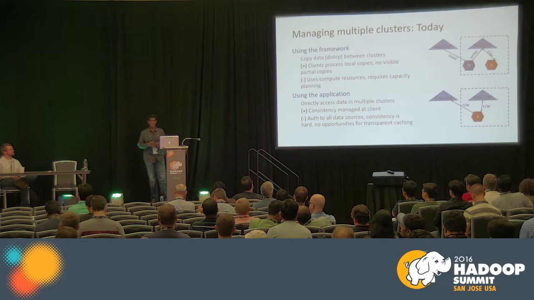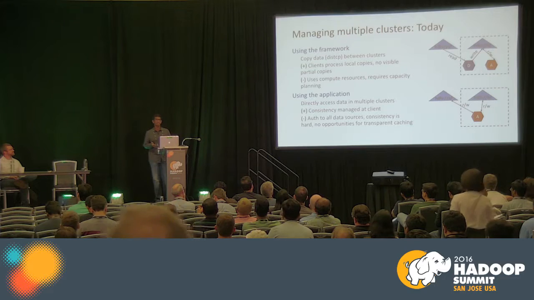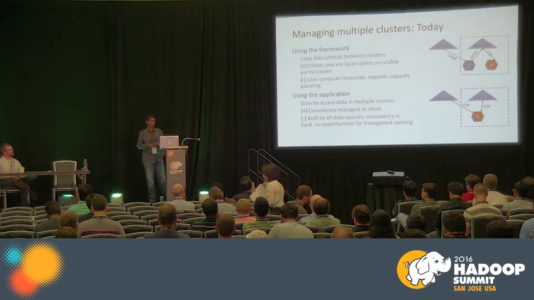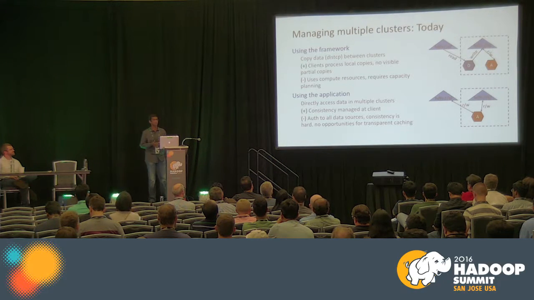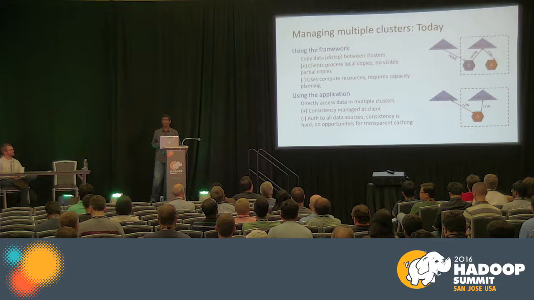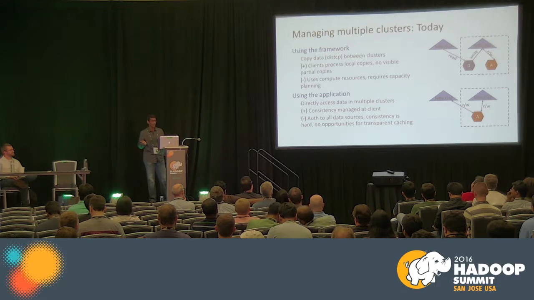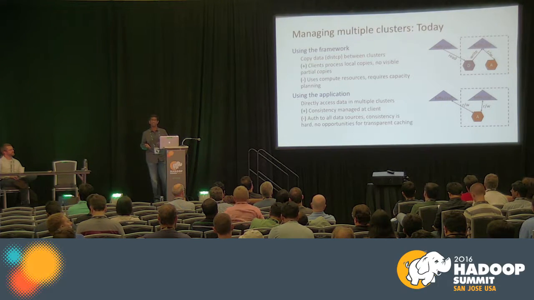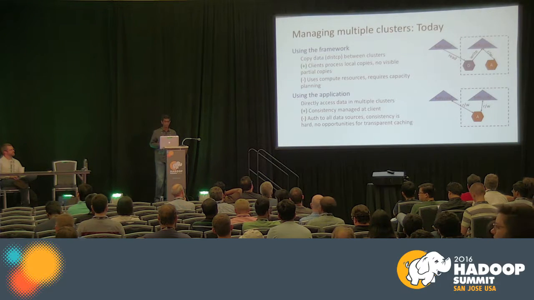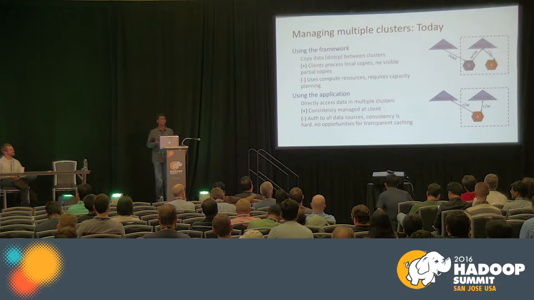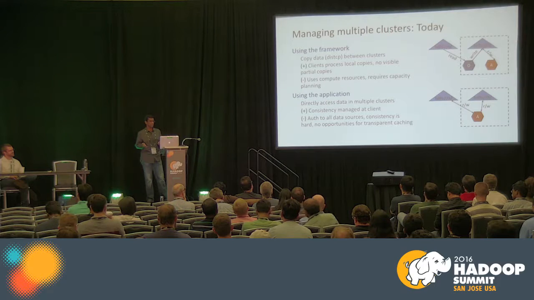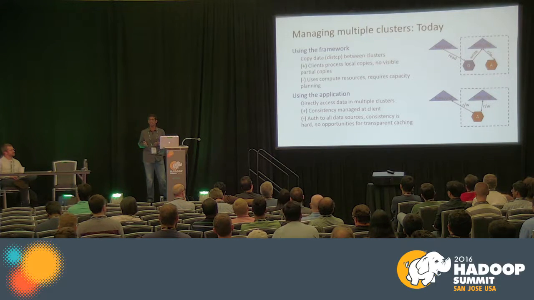In most cases today, these multiple clusters are managed by two common techniques. The first one is to use the framework itself. An example of this scenario is something like DistCp, where you would copy data from one HDFS cluster to another HDFS cluster. This is nice because the clients can process data locally, and there's no visible intermediate state left when you run a DistCp job. However, this uses up compute resources, and if you're copying large amounts of data, you would have to plan this properly so that it does not interfere with regular cluster operations.